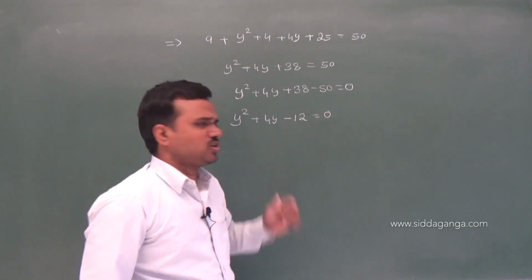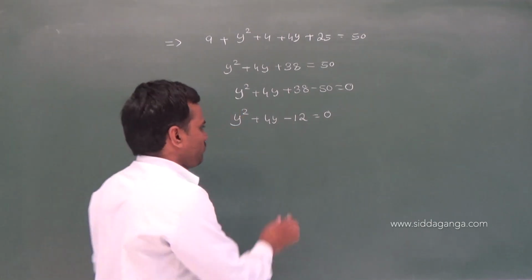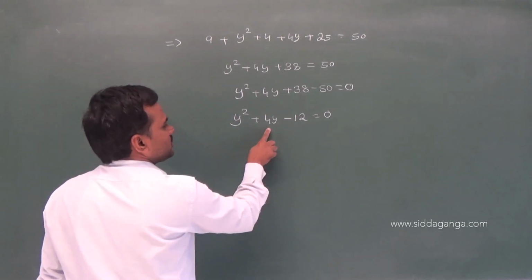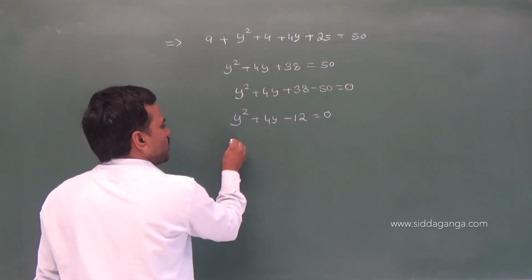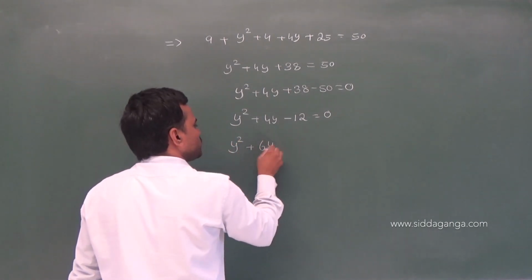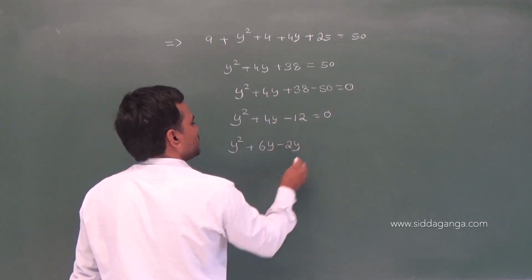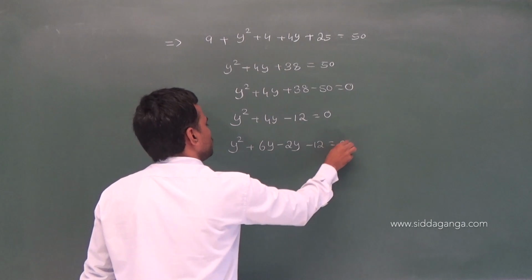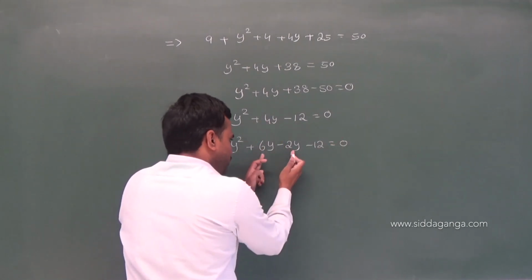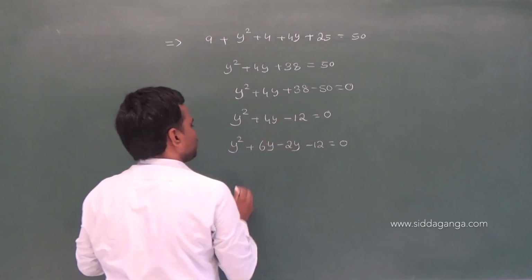It is nothing but a quadratic equation. Solve this quadratic equation. Factorize it. How to factorize? y square plus 6y, correct, minus 2y minus 12 is equal to 0. If you add these two, it becomes 4y. If you multiply these two, 6y into minus 2y gives minus 12y square, that is nothing but AC.